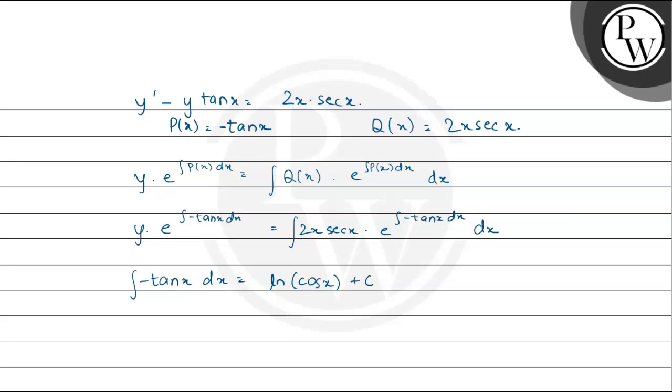Now we'll ignore the c for a moment and we'll have that y into e to the power integration of minus tan x dx, which would be ln cos x, is equal to, on the RHS, 2x sec of x times e to the power ln cos x dx. Now in the LHS, y into e to the power ln cos x would be y into cos of x. And similarly in the RHS we will have 2x sec of x times cos x times dx. Now sec x times cos x is 1.